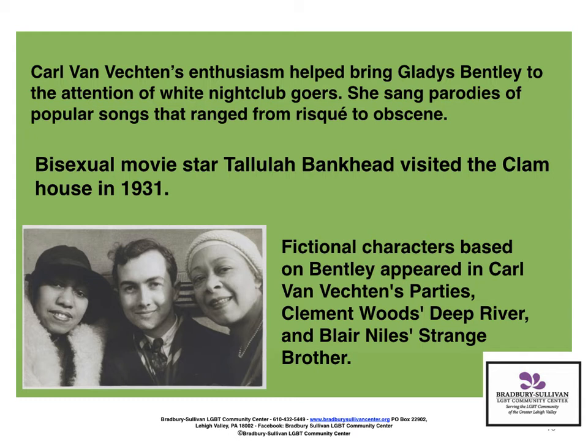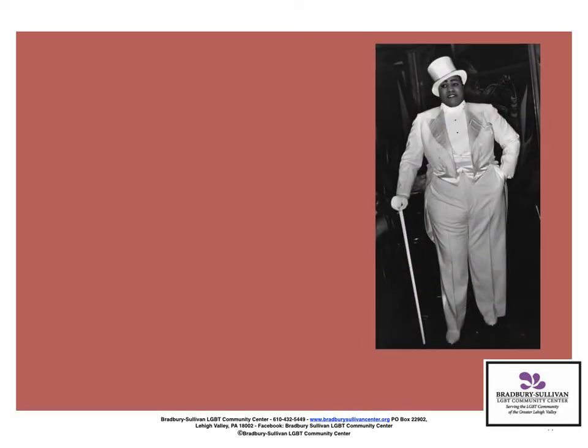Carl Van Vechten's book, Parties, had a fictional character that was inspired by Gladys Bentley. And one of the reasons was she was such a character. Everybody loved her. She was so interesting. She was tough and forceful and clearly a lesbian and really skilled at entertaining people. Here she is in her white tuxedo. And I've got to say, it looks a little bit like she's got her pants stuffed in there.